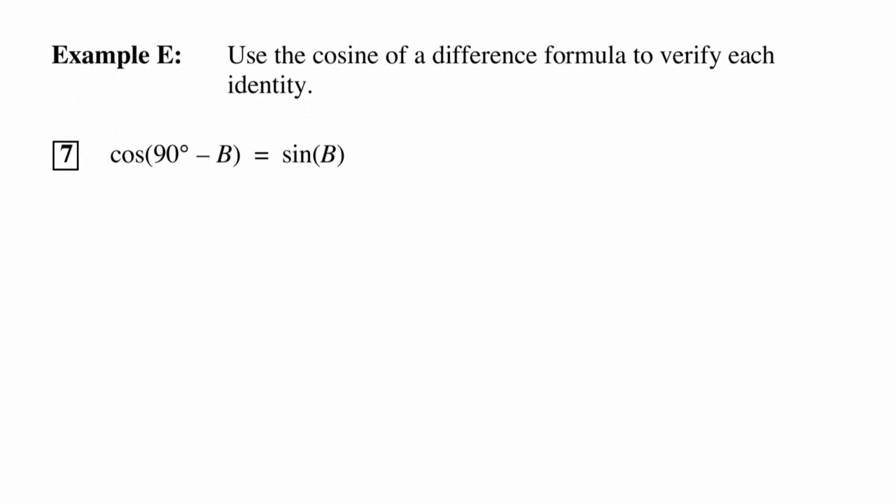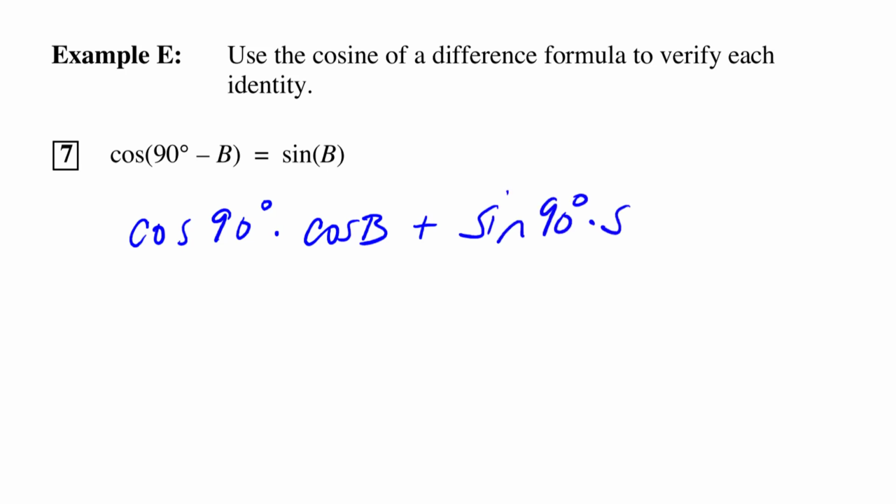Let's prove one of those new formulas. Cosine of 90 degrees minus B equals sine of B. That's the cosine of the first, 90 degrees, times the cosine of the second, B, plus sine of the first, 90 degrees, times the sine of B.